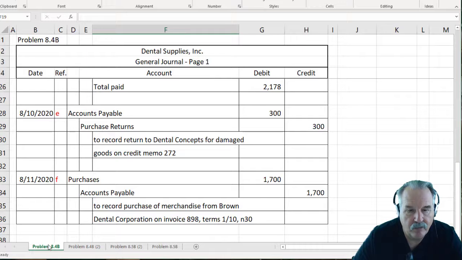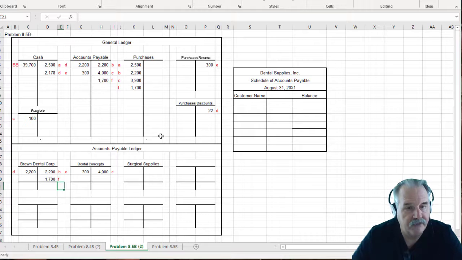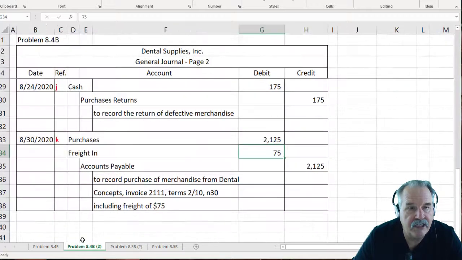Transaction F, we bought more from Brown Dental Corp, $1,700. Debit purchases, $1,700. And credit accounts payable, $1,700. This is transaction F, and we need to post that $1,700 to Brown Dental Corp's accounts payable ledger. Anytime we put something in accounts payable, we have to also put it into the accounts payable ledger.